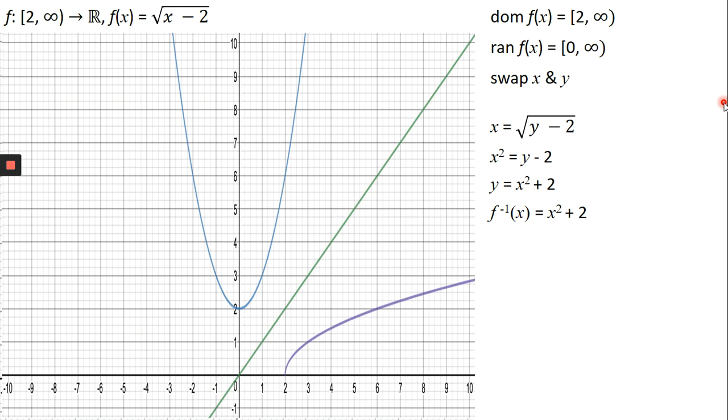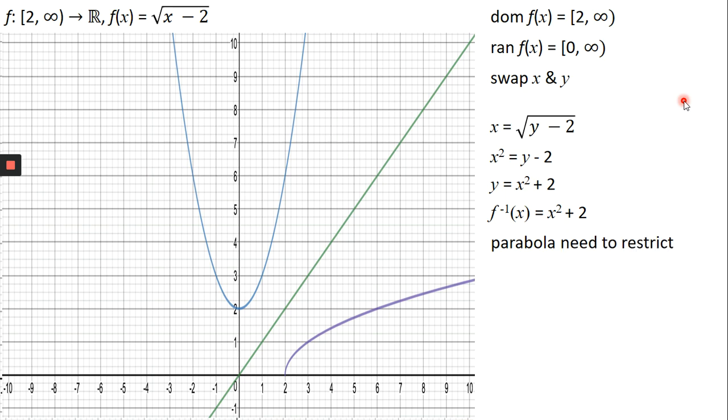Draw the graph. We can clearly see that that's a parabola. And hopefully we can clearly see that that's not an inverse function. Okay, reason being that this, if we apply the horizontal line test, is not a one-to-one function. So because it's not a one-to-one function, it means that we can't work out the inverse.